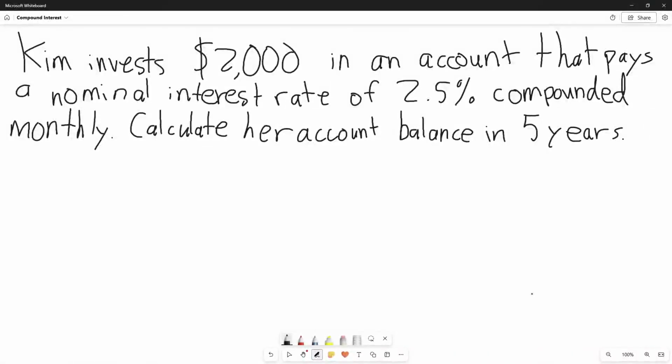And now let's do a practice problem. If you think you can do this problem, then pause the video and try it. This problem asks, Kim invests $2,000 in an account that pays a nominal interest rate of 2.5% compounded monthly. Calculate her account balance in 5 years.